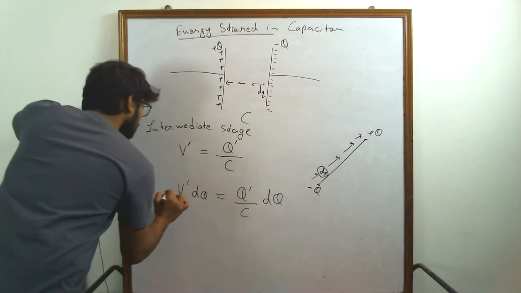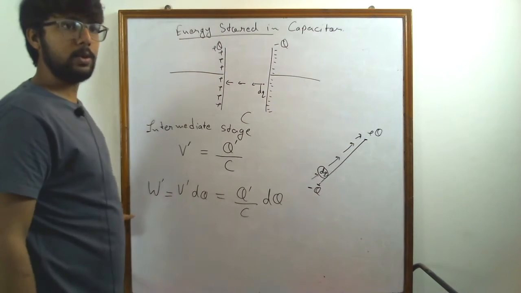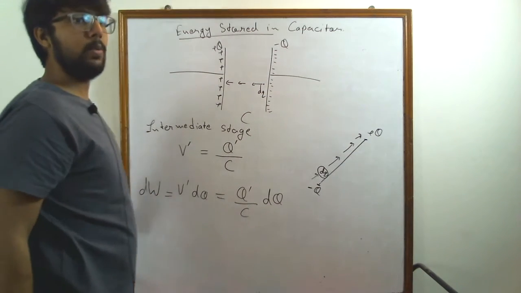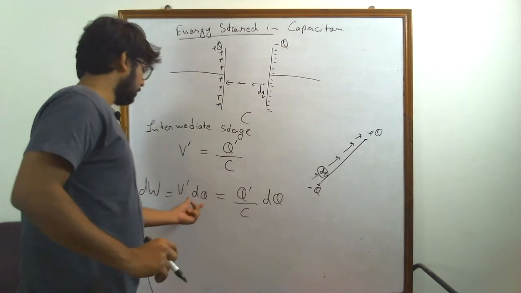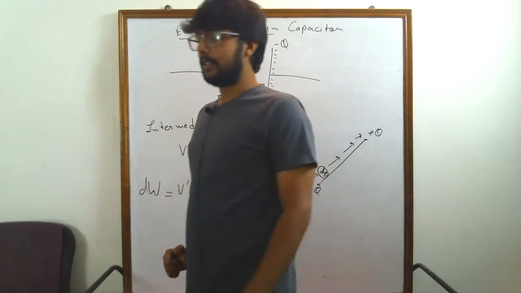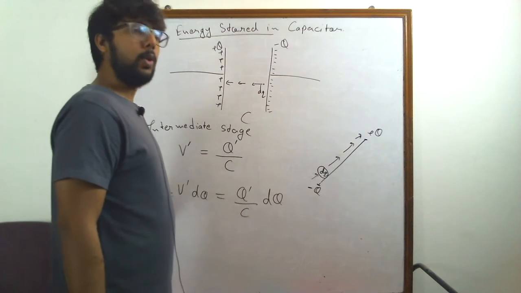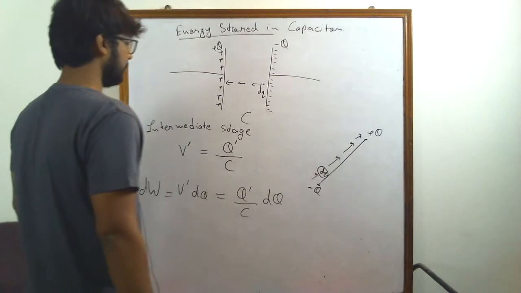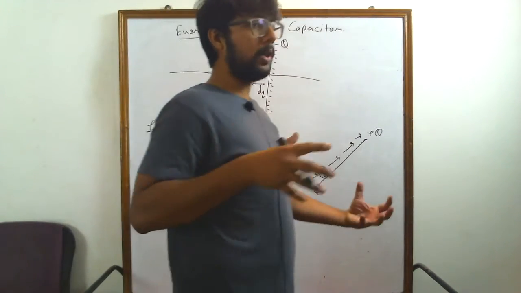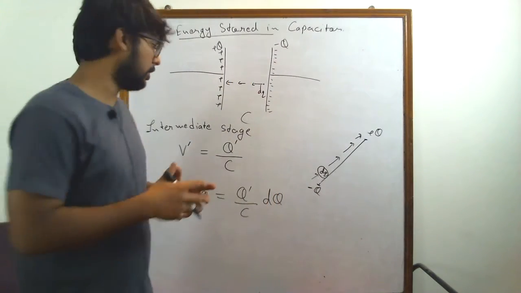Now this is also the work done in this intermediate stage. So I'm saying, let's call it dW. This is the work done in the intermediate stage on a small charge dq at this particular point. So this is the delta W or dW at this stage. So if I want the full work done, the total work done through and through, as well as the total potential energy, what will I do?